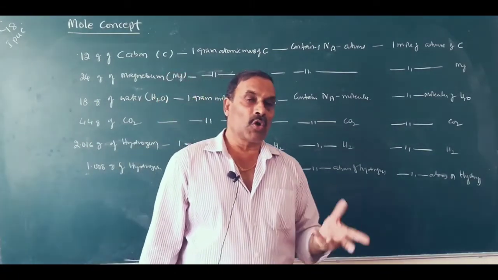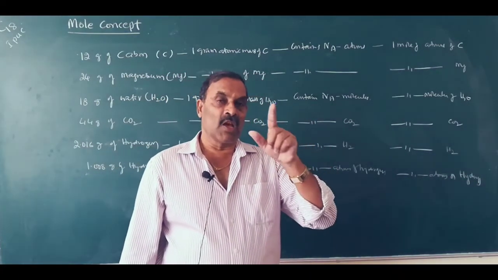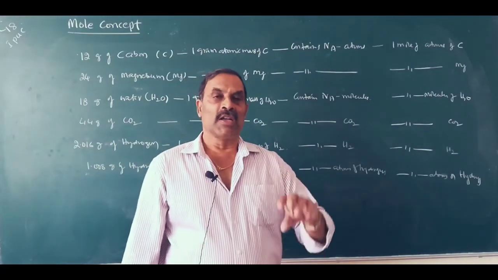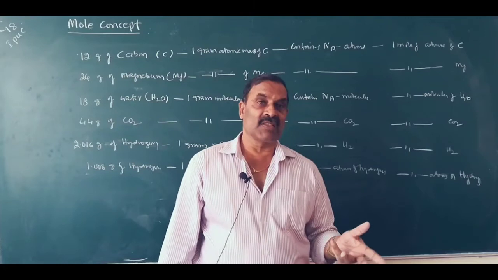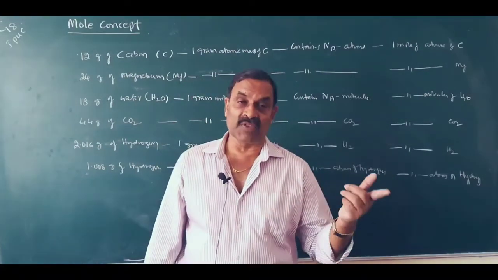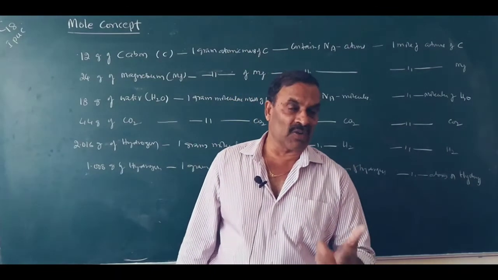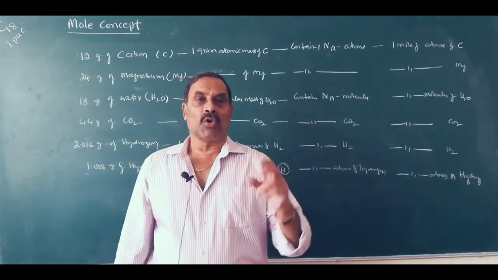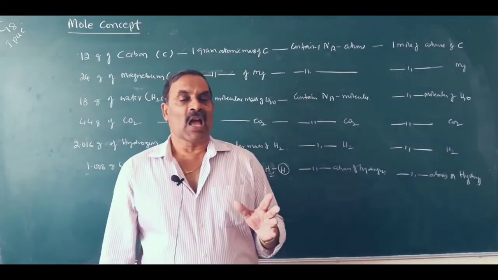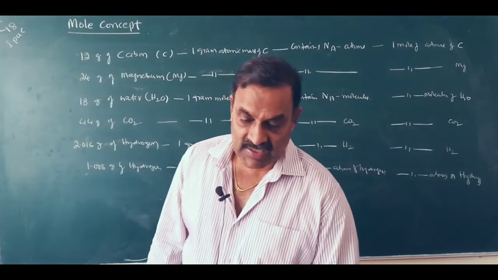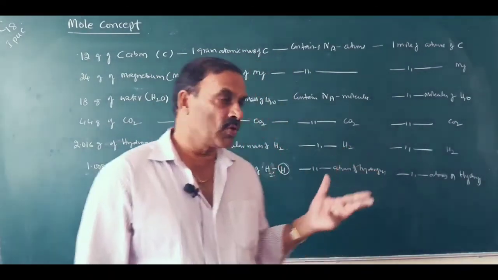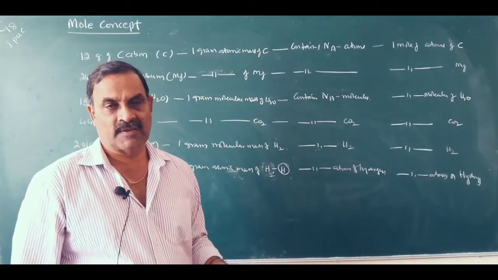So what is a mole? Mole is the amount of substance which contains Avogadro number of particles, or mole is the amount of substance which contains as many particles as there are atoms in exactly 12 gram of carbon 12 isotope. So mole is the SI unit used to express the amount of chemical substance, and its symbol is mol.